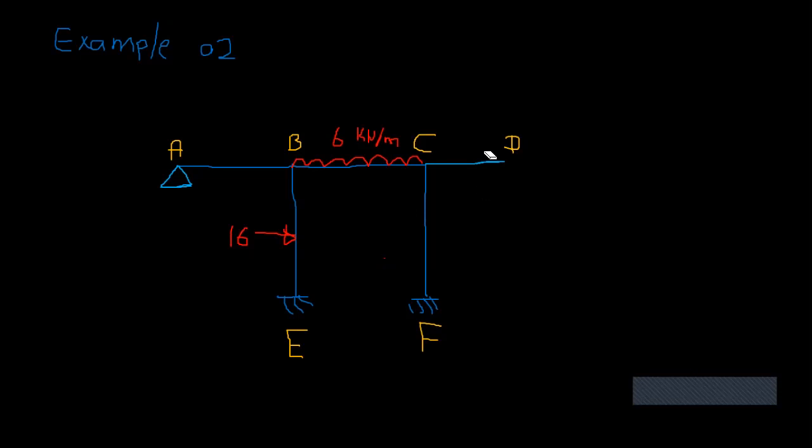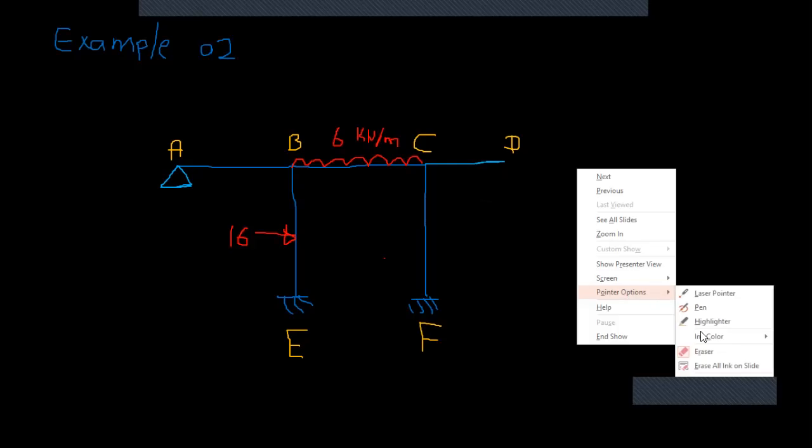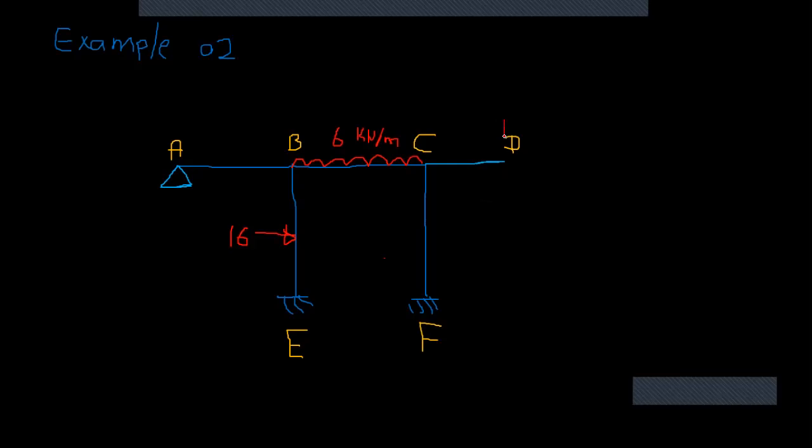I can go ahead and apply. So this CD part is a cantilever. So at the end, you will have a load probably of, let's say, how much? 2 kilonewton or 5, whatever. Let's say 5 kilonewton. So this is the frame, right?